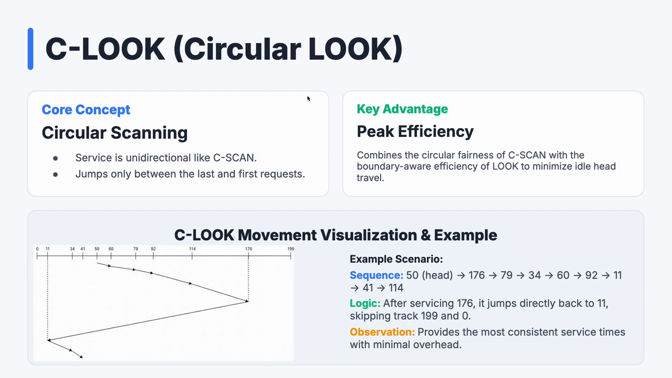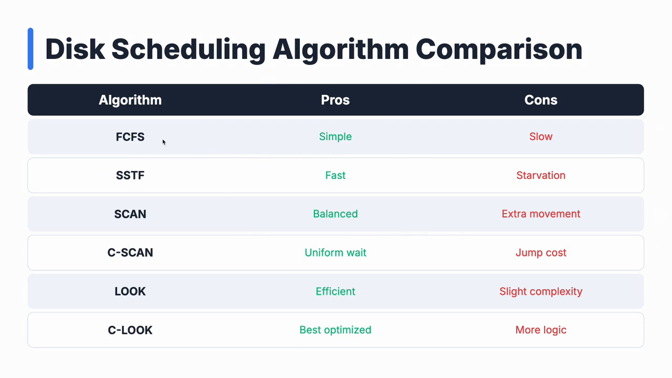Okay, so these are all the algorithms. This is the comparison of the disk scheduling algorithms. FCFS is simplest, but it is slow. Shortest seek time first is fast, but there could be starvation for the requests which are towards the end. SCAN is balanced, but there is an extra movement, like we move towards the end of the disk. C-SCAN has uniform wait time, but there is the jump cost, right? When we are moving towards the left, we are not serving the requests which are in between. LOOK is efficient, but it is complex to implement. C-LOOK is optimized, but there is more logic, it is complex. So these are all the disk scheduling algorithms.